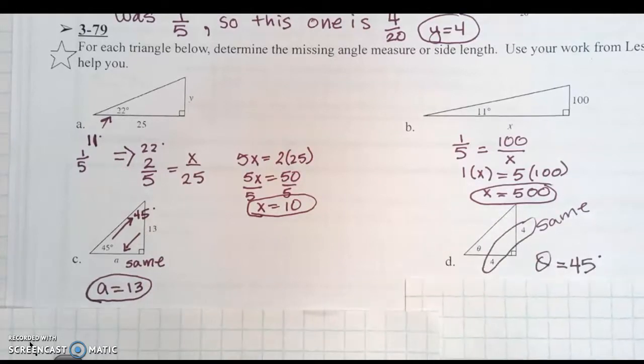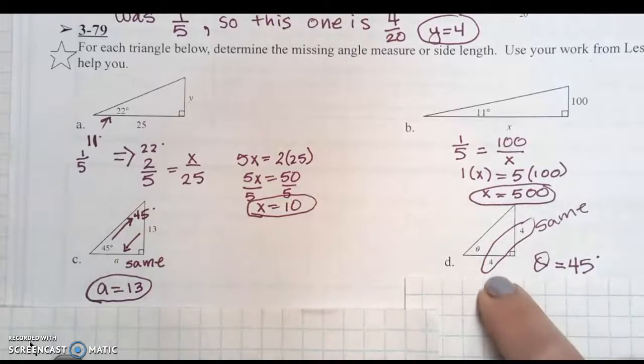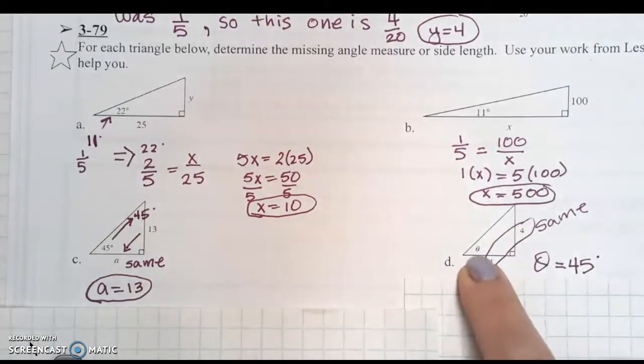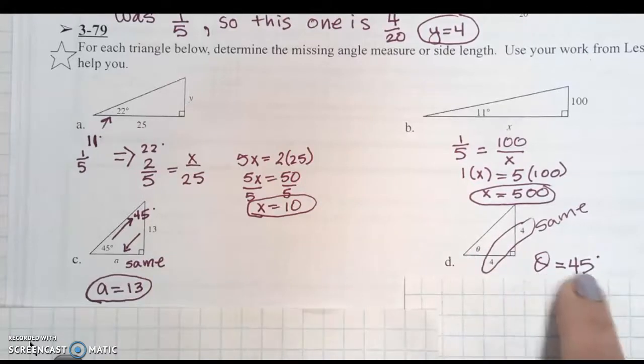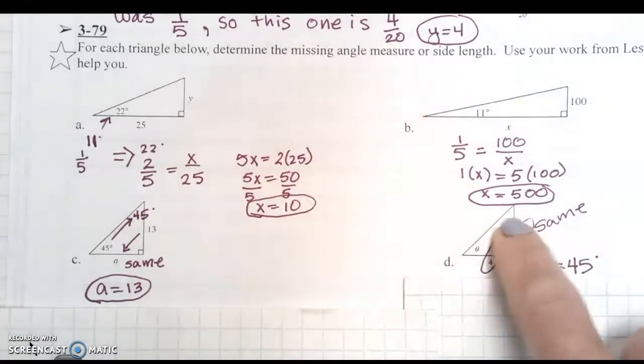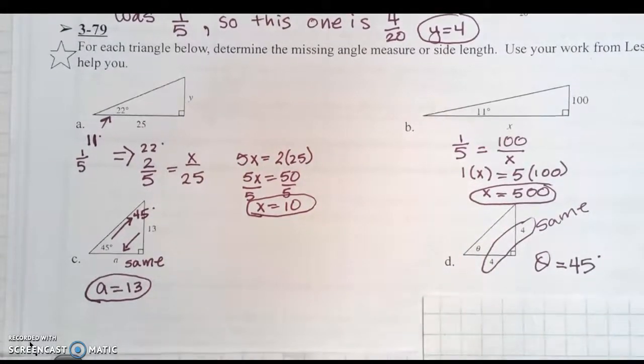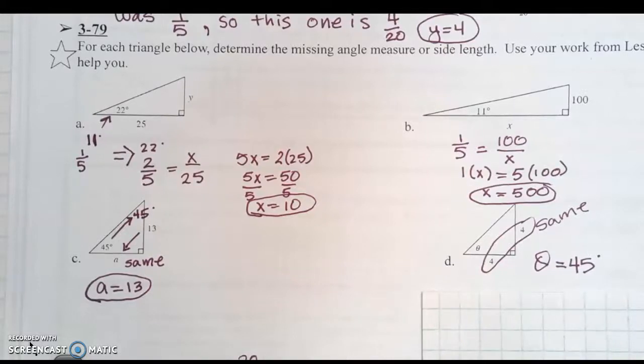All right, let's look at D. D is the backwards of C because the two sides are the same. Here's a 4 and here's a 4. That means these two angles have to be the same. So angle theta, remember this is one of the Greek alphabet letters we learned yesterday, our angle is 45 degrees. What's this angle over here going to be? 45, yeah. Any questions on D? All right, let's look at E.